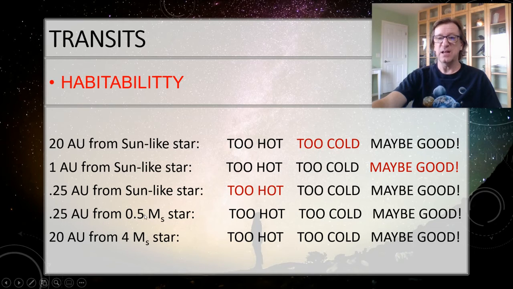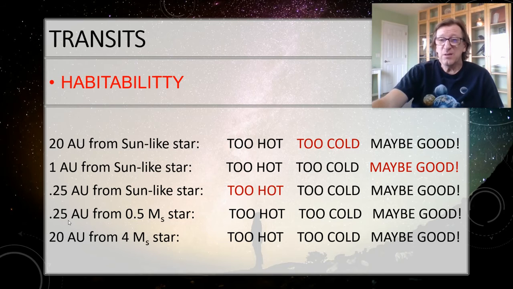So if it's half the size, what does that tell you about its temperature? Is that star hotter or cooler than the sun, based on what you know about star classes? Okay, it's going to be actually quite a bit cooler. And this planet is 0.25. What do you think? Too hot, too cold, or maybe good? Well, you're going to probably have to look at it, but this one's maybe good, right?